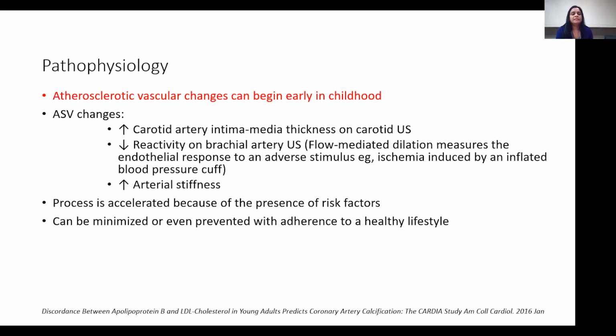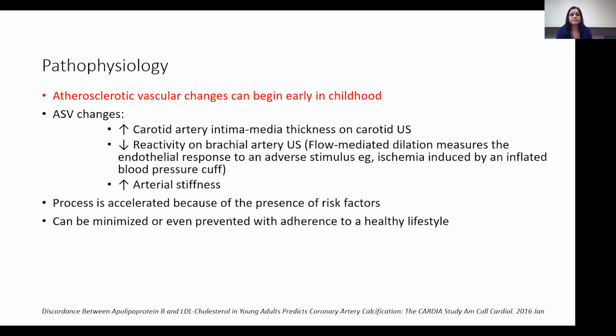And these atherosclerotic vascular changes actually begin early in childhood. How do we know? We do know that there is increased carotid artery intima and media thickness on carotid ultrasound. That means there is risk for stroke or TIA to begin with. And then there is decreased reactivity of the brachial artery, that is, the beginning of peripheral vascular disease. And there is increased arterial stiffness, leading to diastolic hypertension and diastolic dysfunction later.